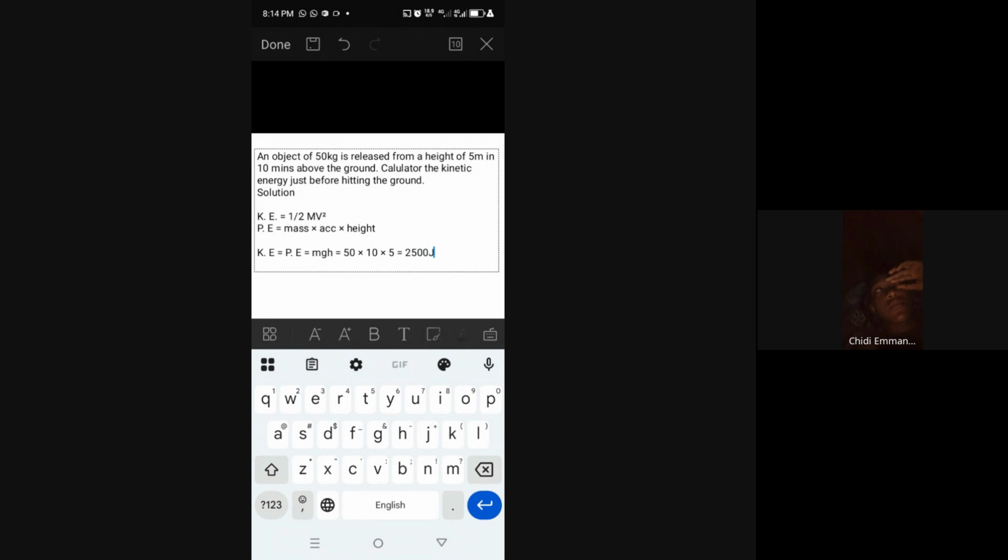That's why I'm mentioning that there are some things you have to put in mind. If you know the values you have and what they are asking of you, they are asking you to calculate kinetic energy just before the object hits the ground. This object was released from a height, which means the object was initially at rest. It has potential energy, but now it has kinetic energy. And according to the law of conservation of energy, the potential energy will be equal to kinetic energy. That is all you need to solve the question.